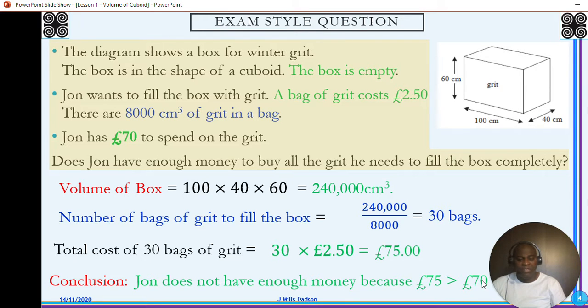So remember, in an exam, you need to conclude. You don't just say £75 and leave it. Without a conclusion, you lose marks.